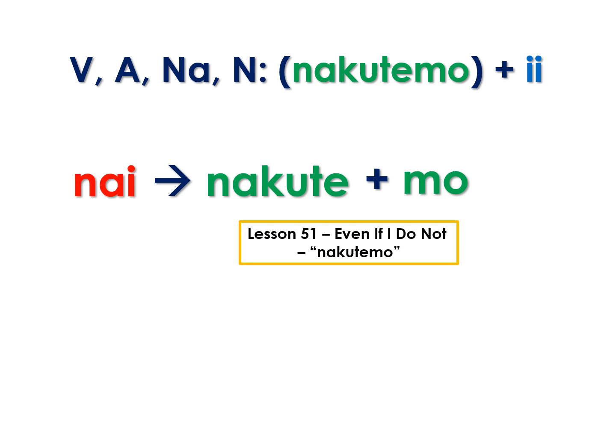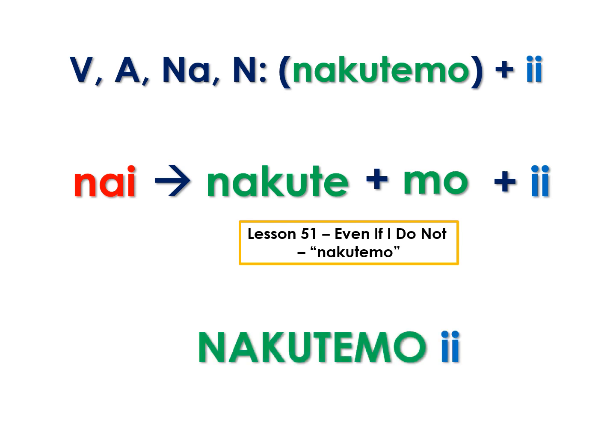And we go one step further and add the adjective i, meaning good, to form nakutemo ii. Literally, it means even if I don't do, it's okay. So in other words, you don't have to do. Let's tackle each case separately.